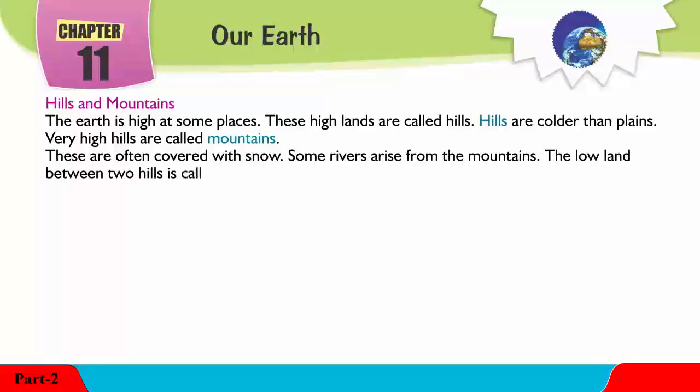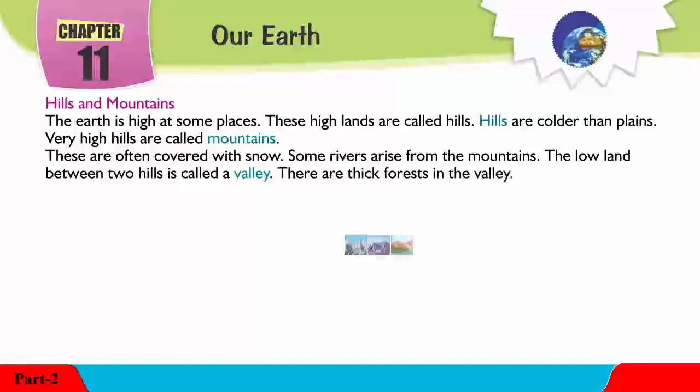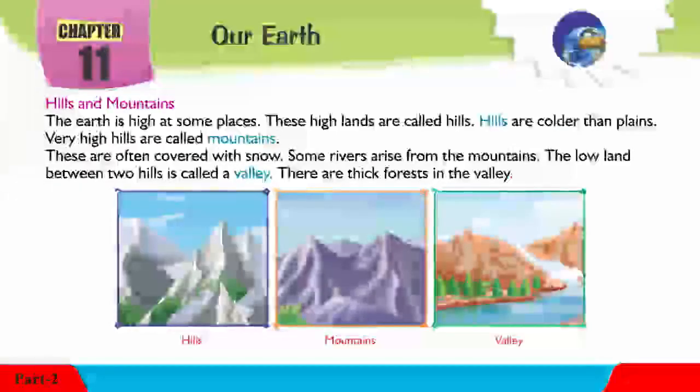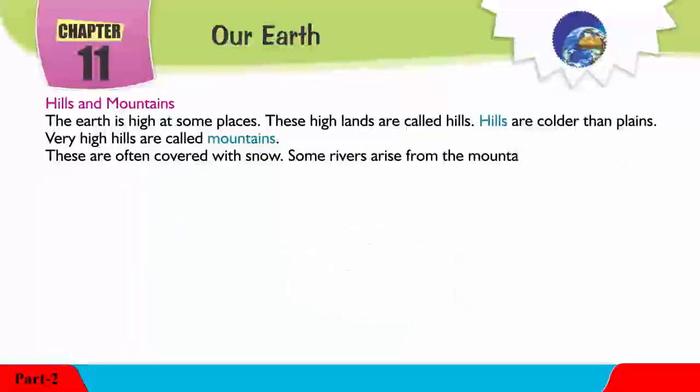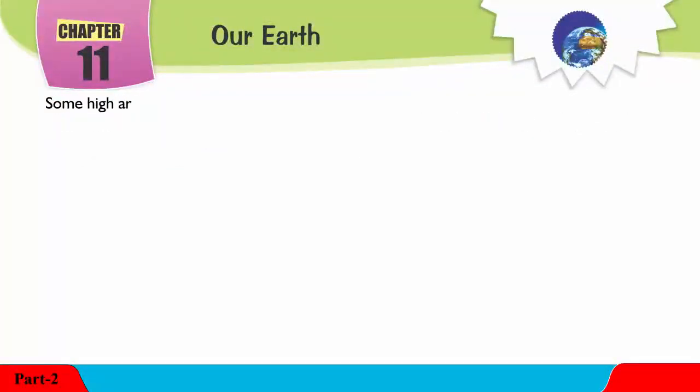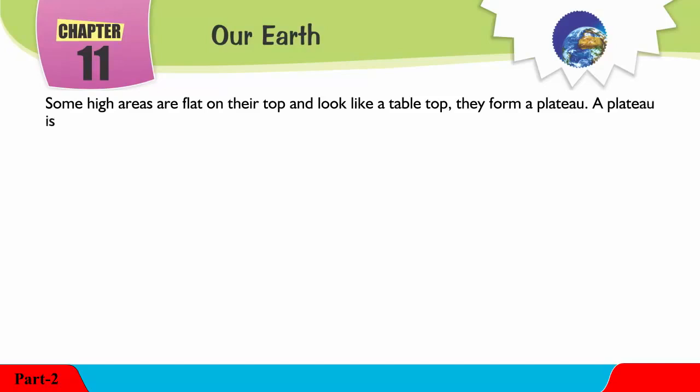The lowland between two hills is called a valley. There are thick forests in the valley. Hills, mountains, valley. Some high areas are flat on their top and look like a tabletop. They form a plateau. A plateau is also called a tableland.